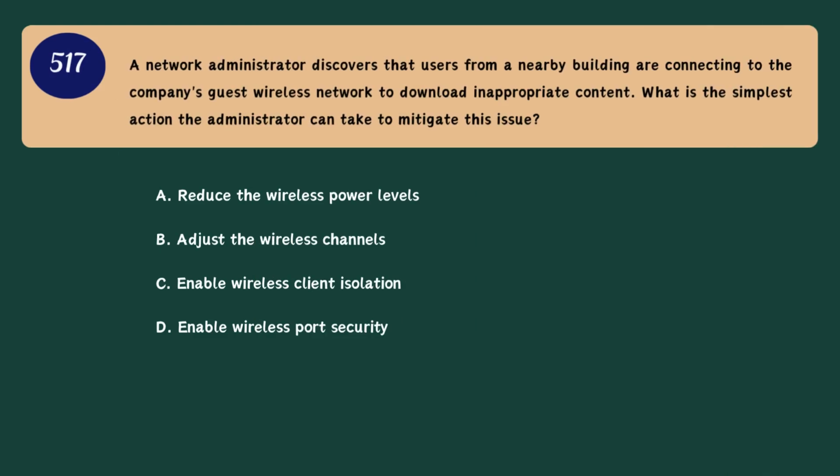Question 517. A network administrator discovers that users from a nearby building are connecting to the company's guest wireless network to download inappropriate content. What is the simplest action the administrator can take to mitigate this issue? A. Reduce the wireless power levels. B. Adjust the wireless channels. C. Enable wireless client isolation. D. Enable wireless port security.